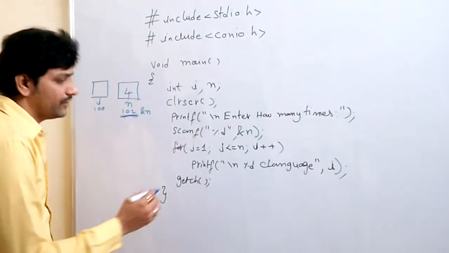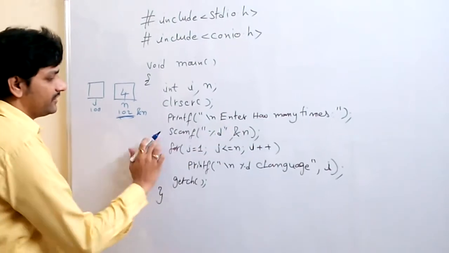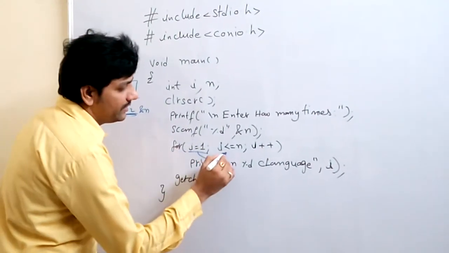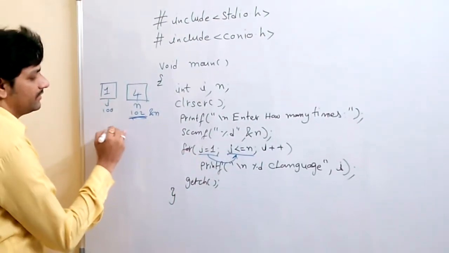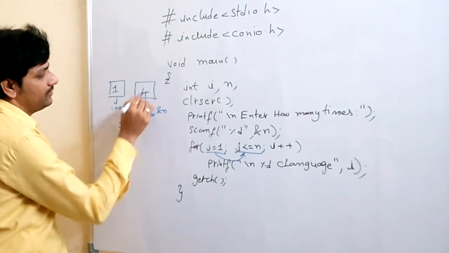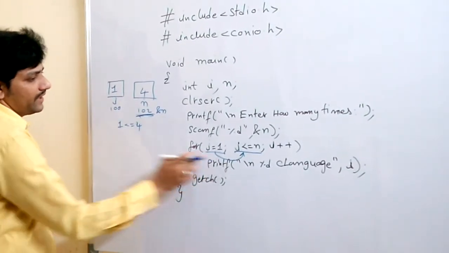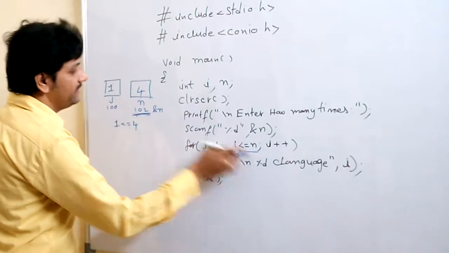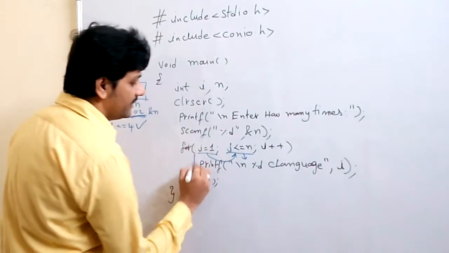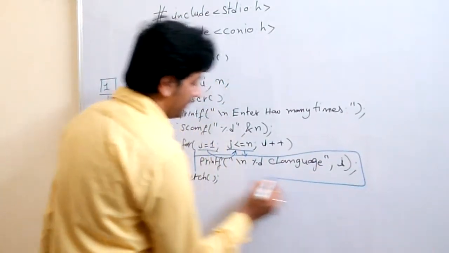So 4. Next, i equals 1. Once again it will start. After scanf, i equals 1, that means i becomes 1. Is 1 less than or equal to n? What is the n value? 4. i is 1, n is 4. 1 less than or equal to 4 is right. It comes inside and performs this particular statement.